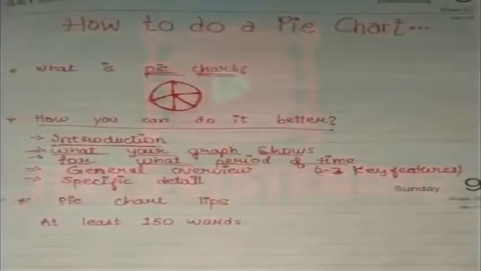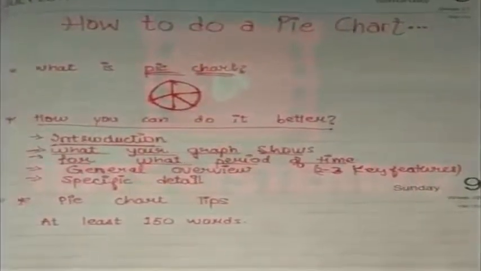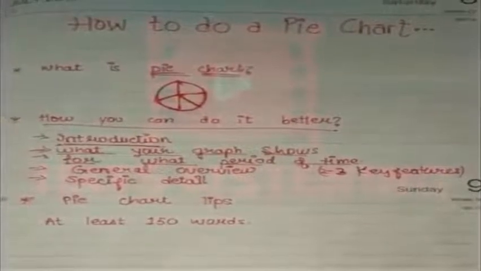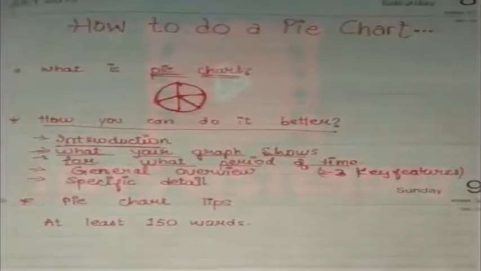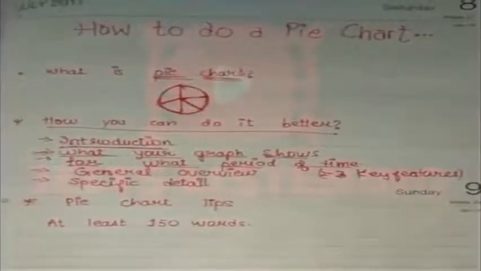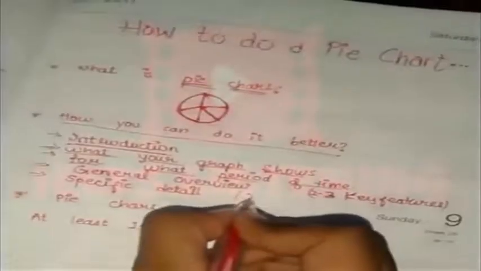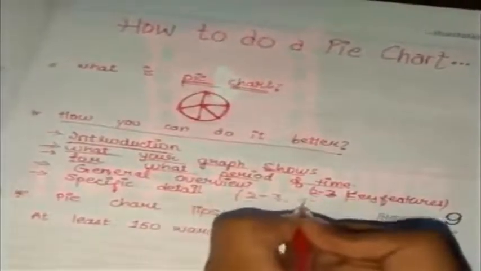Now, there is a third part, that is specific details. The last part of your answer is specific details. You should group the specific details of the chart in 2 to 3 paragraphs. Remember, you have to group them in 2 to 3 paragraphs.